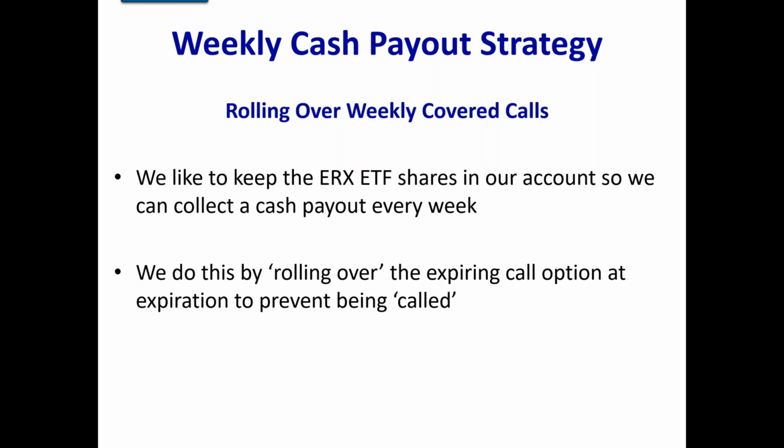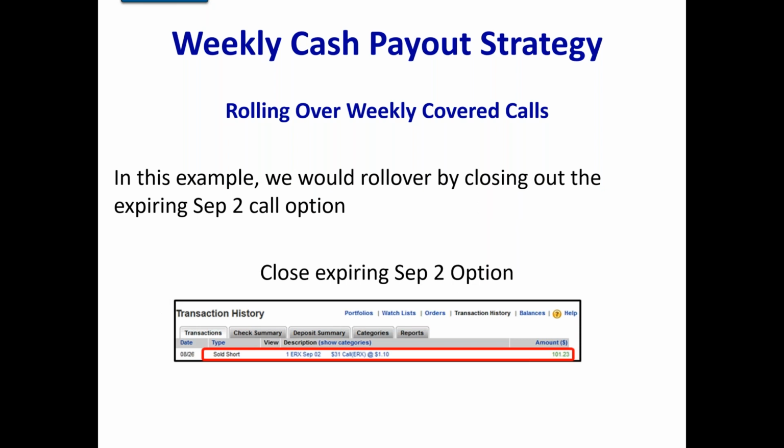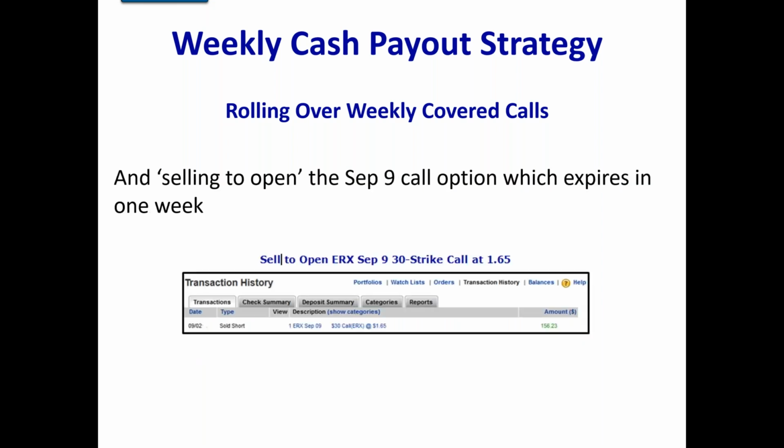So we like to keep the shares of the ETF in our account so that we can collect that cash payout every week. So we do this by rolling over the expiring call option at expiration to prevent being called. And in this example, we sold short the September 2nd 31 strike call. So that's going to expire on September 2nd. September 2nd was a Friday. So that Friday we would close out this September 2nd 31 strike call, and then we would sell to open another weekly at the money call on September 9th.